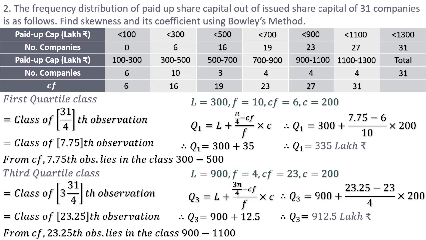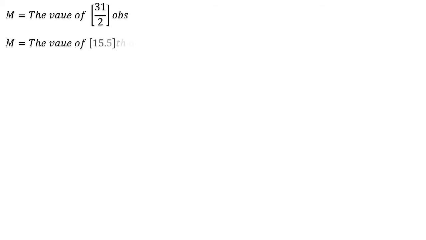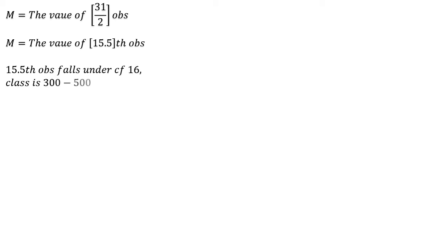We are still left with one more measure, that is the median. Let's calculate it. Now the median is the value of the 31 upon 2 observation. That would be the 15.5th observation. Now the 15.5th observation falls under the CF 16, and this 16 is the class of 300 to 500.